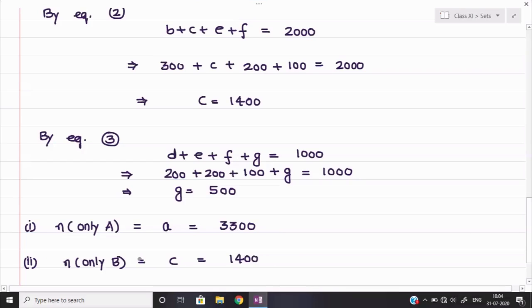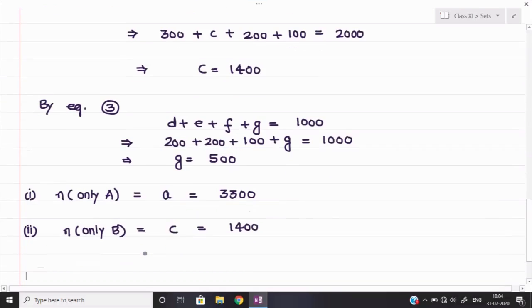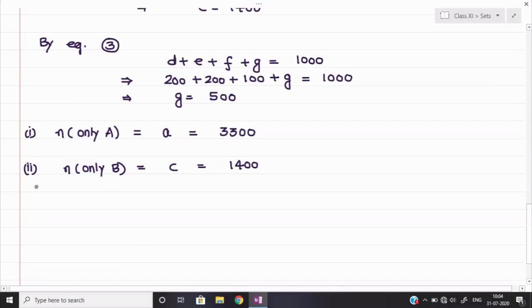Now we shall find out the third one, that is neither A nor B nor C. So the third value they are asking from us: n of neither A nor B nor C.